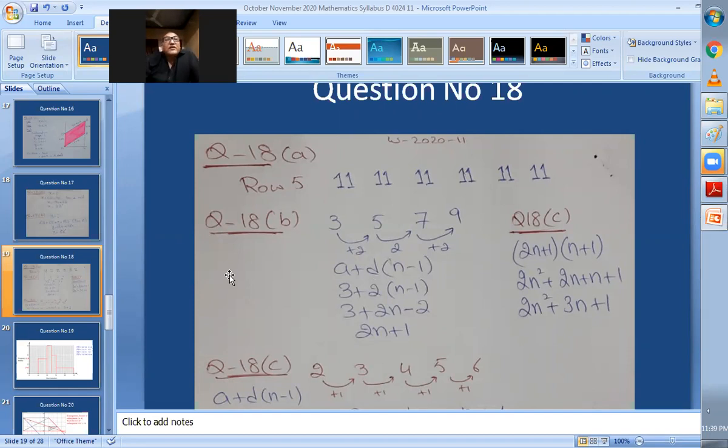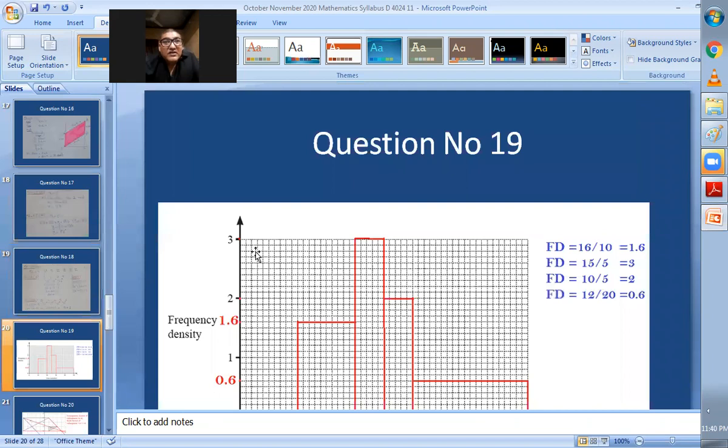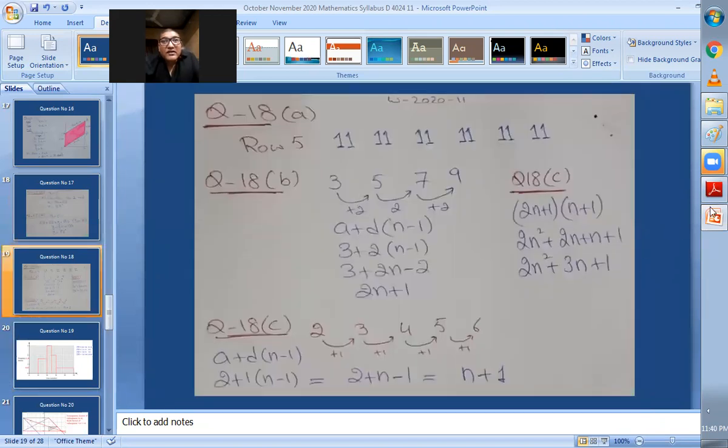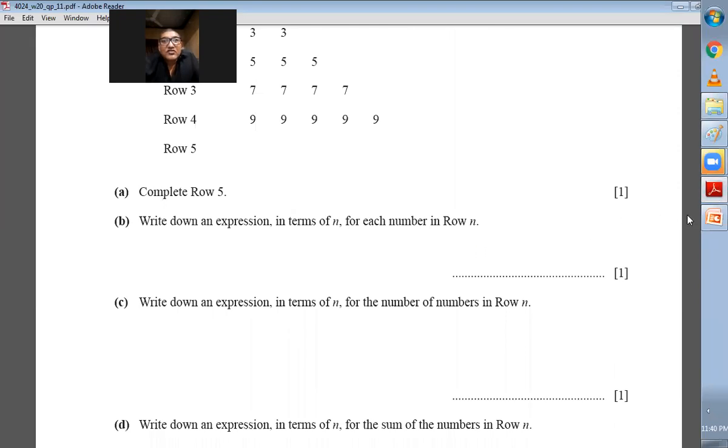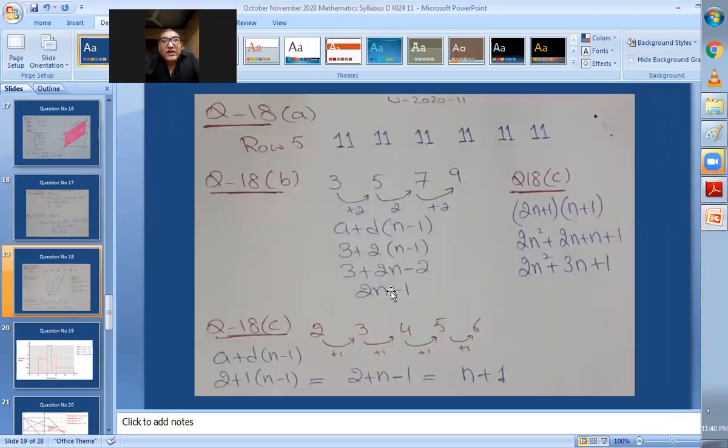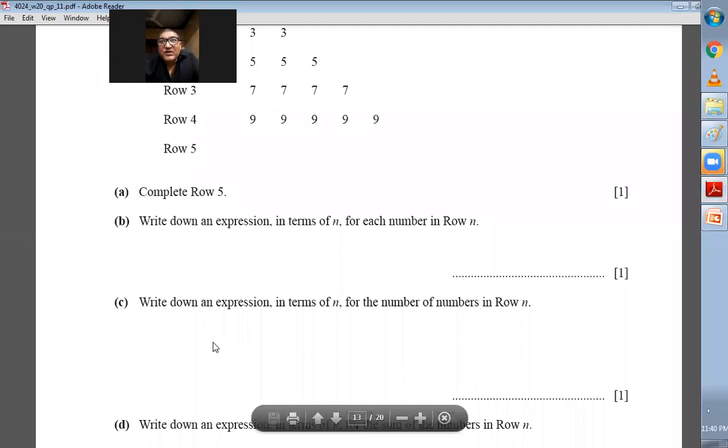So you will have 3 plus 2 and minus 2 and 2 and plus 1. So the nth term for the number which is showing up in a row, that is 2n plus 1. Very simple. In the next part, what he says. So now I know this answer. This answer is 2n plus 1.